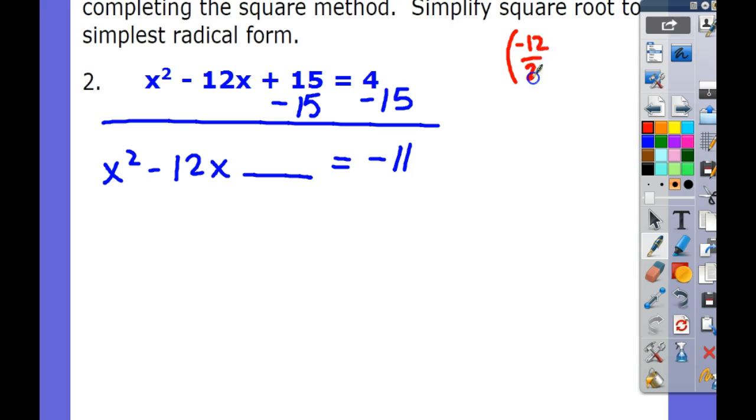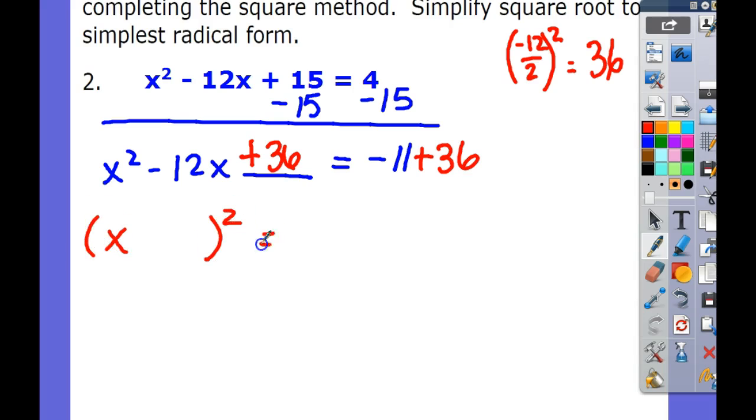Negative 12 divided by 2 and square it. What's negative 12 divided by 2? Negative 6. What is negative 6 squared? Positive 36. This number will always be a positive number. I don't care what your calculator tells you. If you put it in wrong, the calculator will tell you the wrong thing. The reason I do this is to change it into this completed square pattern.